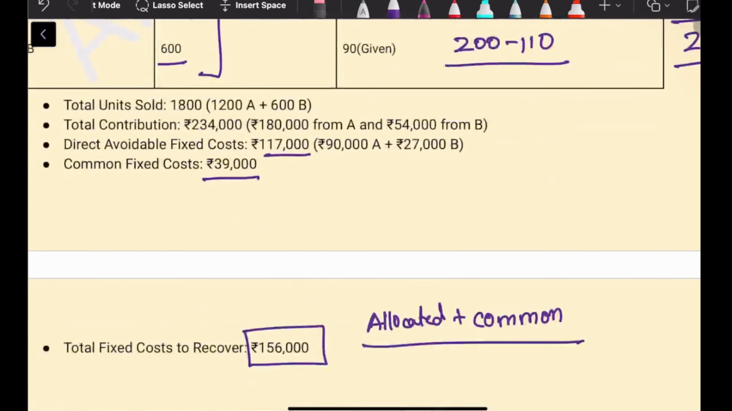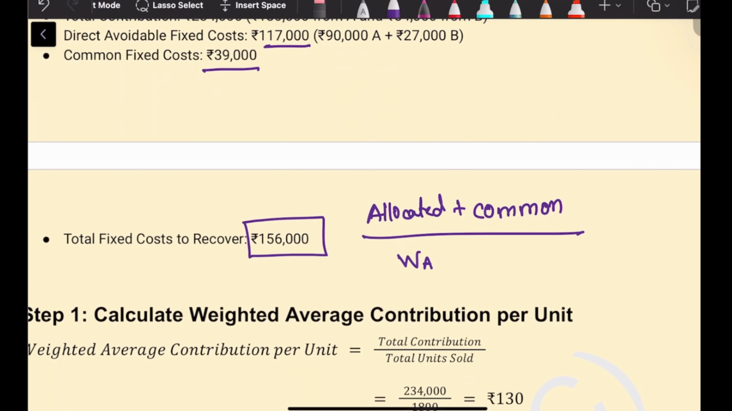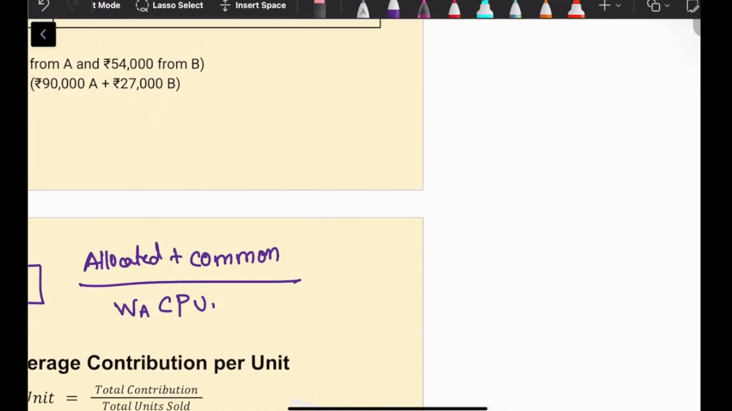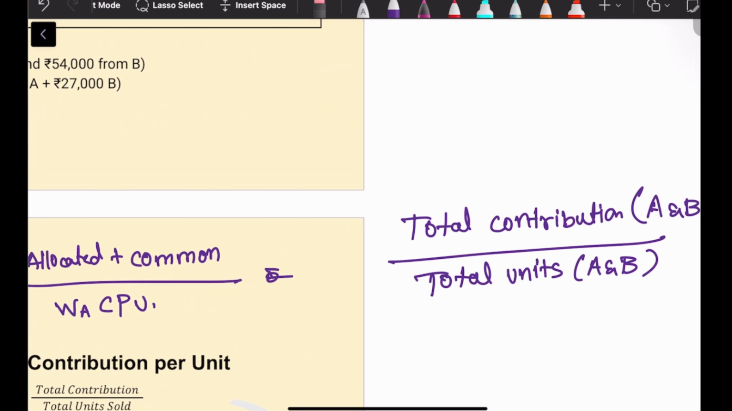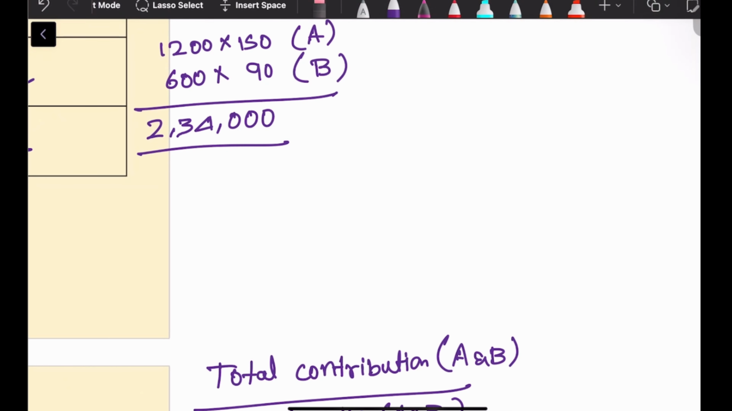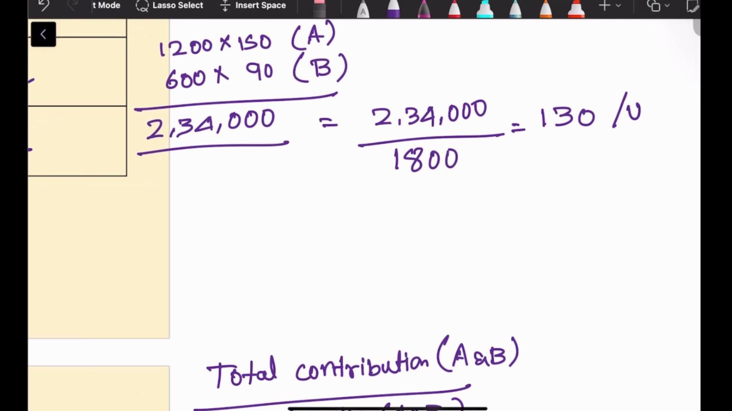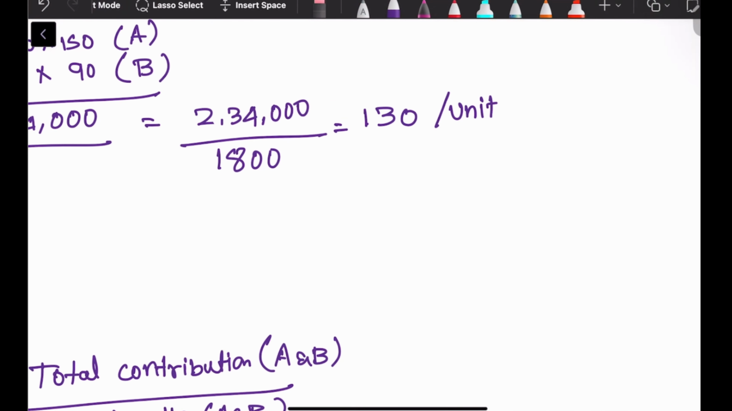Now let us see how to calculate. Now I got my numerator for break even. The denominator I have to calculate is the weighted average contribution per unit, correct? Weighted average contribution per unit is nothing but total contribution of A and B divided by total units of A and B. Total contribution I have solved, it is 2,34,000. 2,34,000 divided by total units, 1800 units. So 234 divided by 1800 is 130 per unit. Actually, I cannot write it as per unit, per combination of A plus B, because this is a weighted average. So it is 130. Okay.